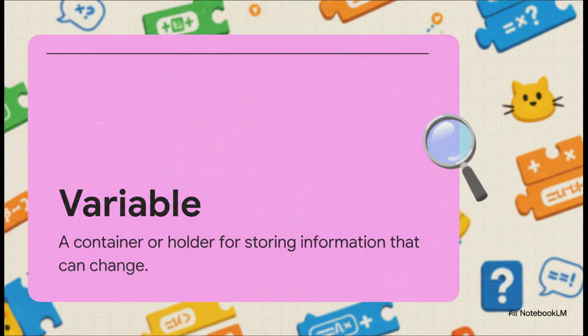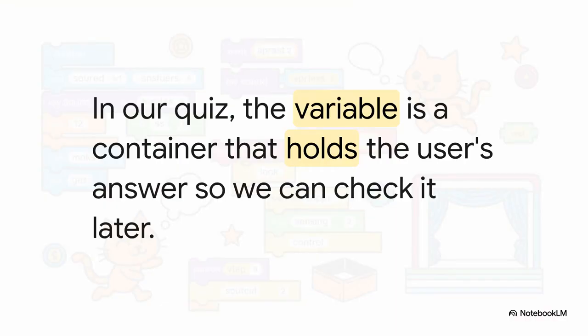The best way to think of a variable is just as a container, like a little storage box. You can put information inside it, a number, a word, whatever, and the computer will just hold onto it for you. So in our quiz, that variable is where we'll store the user's typed answer. Once we have their response safely tucked away in that container, we can then open it up later to see if it matches the right answer.